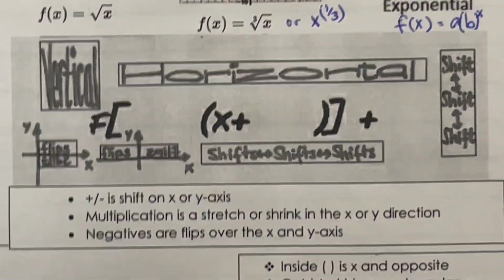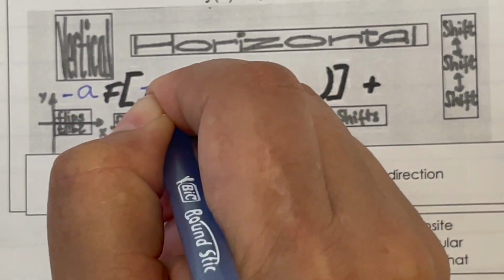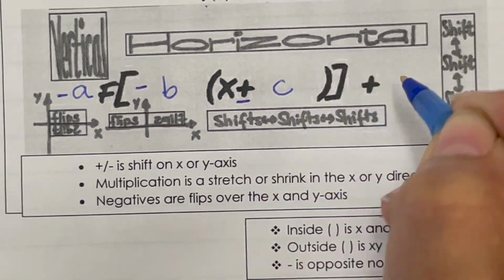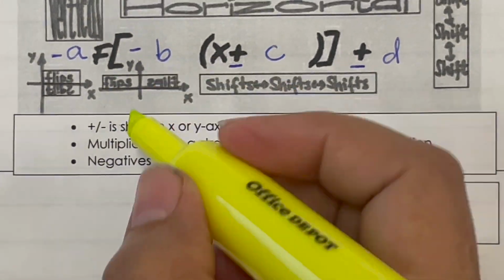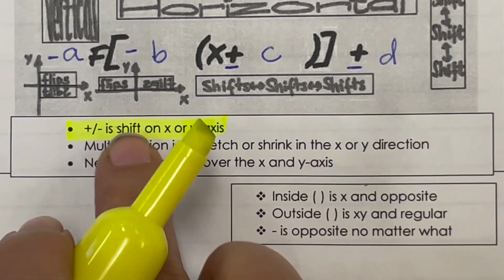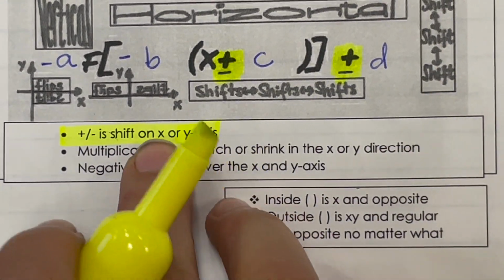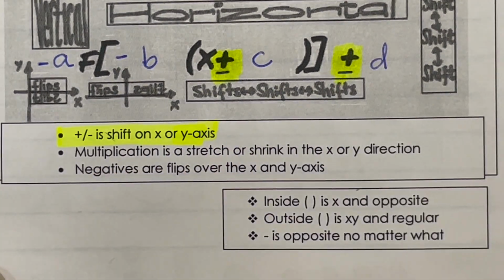So let me explain transformations to you so that you can understand how to do it. So you have -a minus b plus or minus c plus or minus d. If you know your ABCs, you're fine. All right, so I'm just going to use a highlighter. Adding and subtracting is a shift on the x or y axis. So adding or subtracting, those are the two, are shifts. Okay.